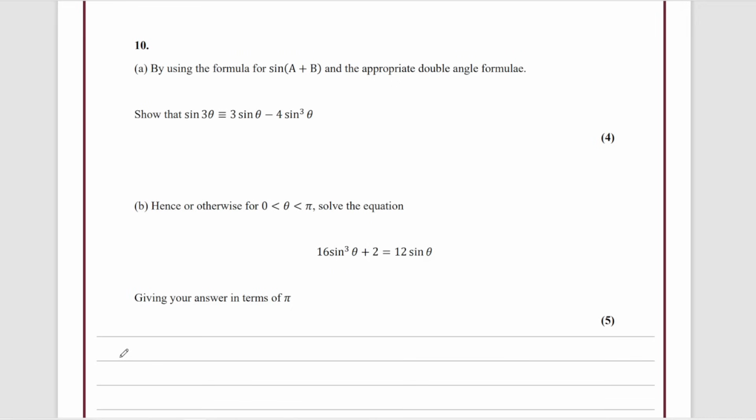If we take a look then at question 10, where for the first part, it says by using the formula for sine of a plus b and the appropriate double angle formulae, show that sine 3 theta is identical to 3 sine theta minus 4 sine cube theta.